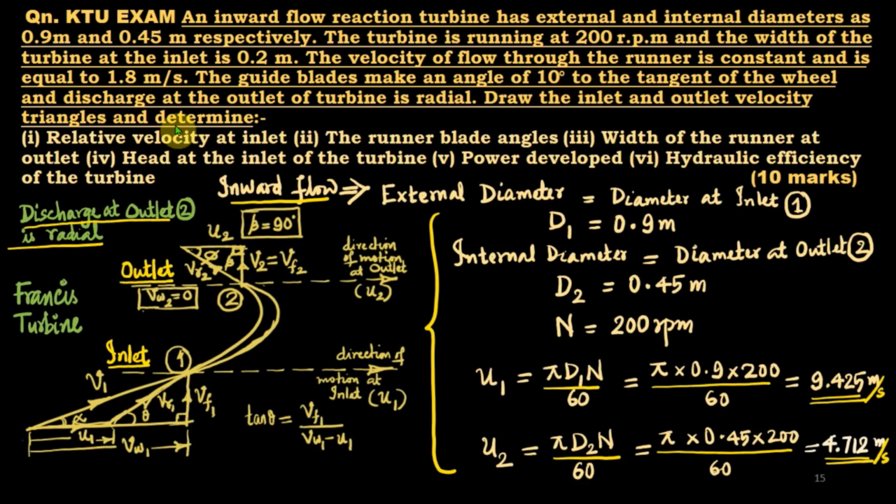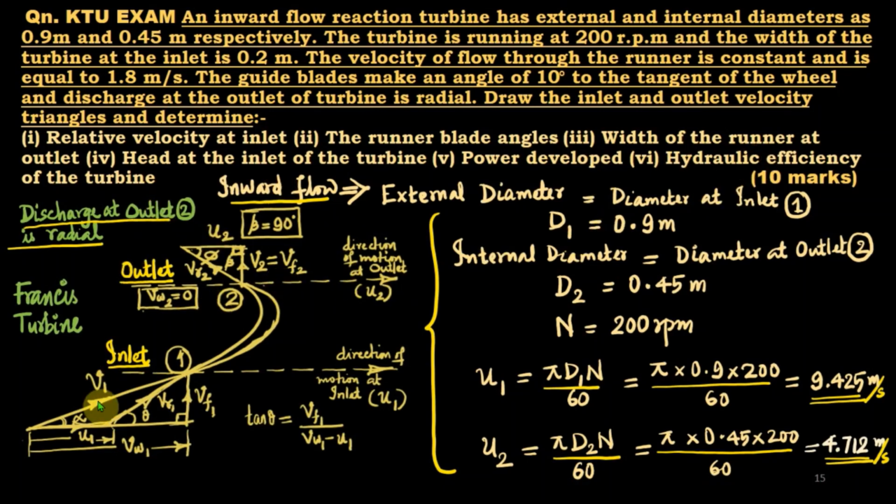Draw the inlet and outlet velocity triangles and determine the relative velocity at inlet, that is Vr1, the runner blade angles, that is theta at inlet and phi at outlet, the width of the runner at outlet, that is B2, the head at the inlet of the turbine, that is the net head, capital H. We have to find out power developed, and since mechanical efficiency is not specified, this is runner power developed, then hydraulic efficiency of the turbine.